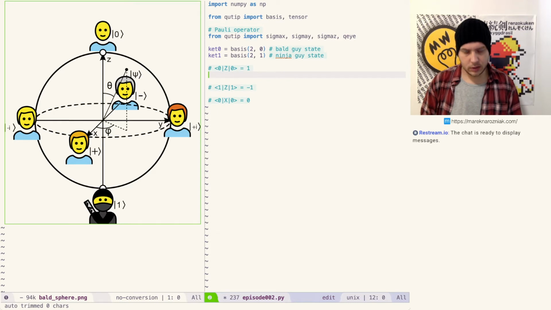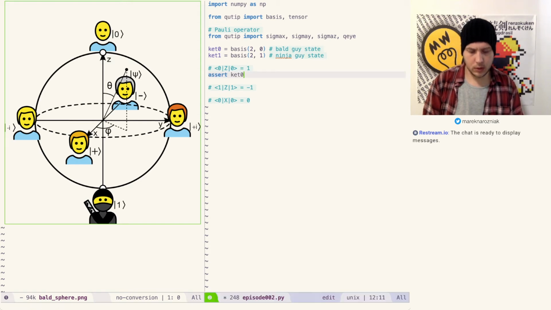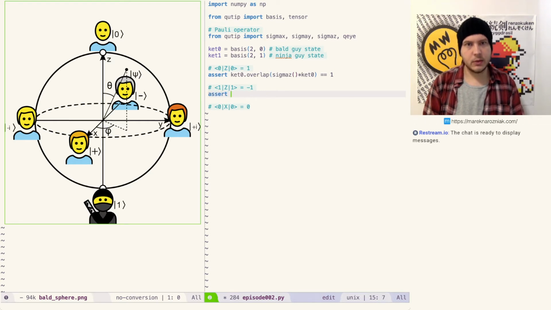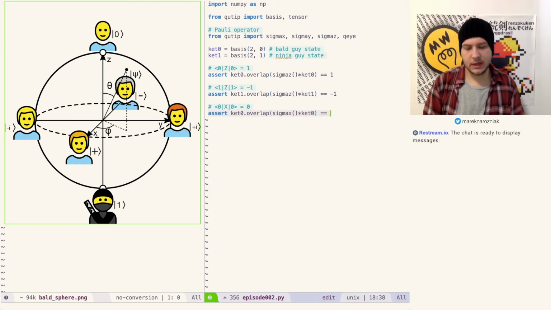Let's just assert. So we assert overlap 0, we want it to be 1. And here we act sigma z on cat 0. Okay, not the same here, it's different. Cat 1 overlap with sigma z acting on cat 1. We expect that to be negative 1. Here is our favorite case because it makes us stop being bald. Cat 0 overlap sigma x acting on cat 0. We want that to be 0.